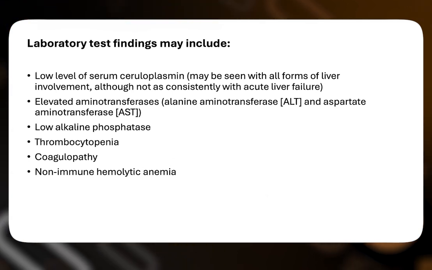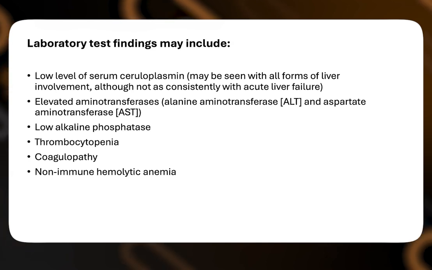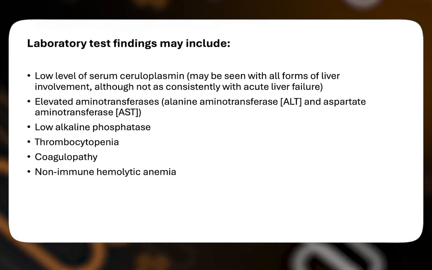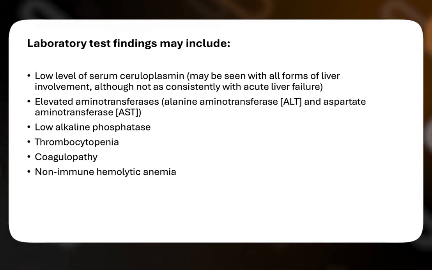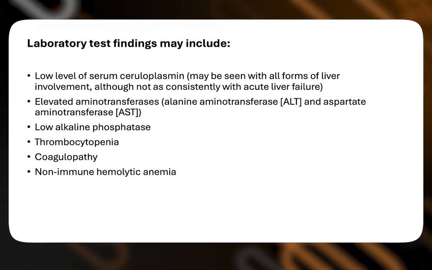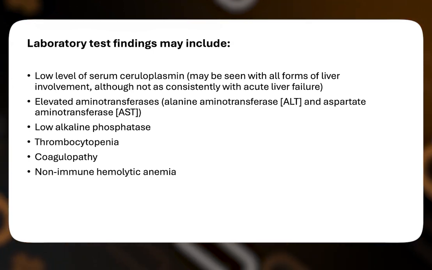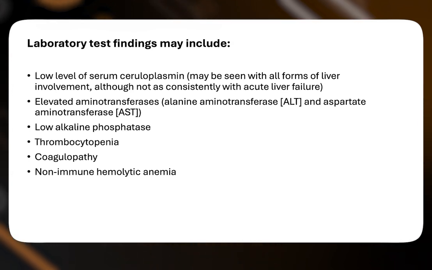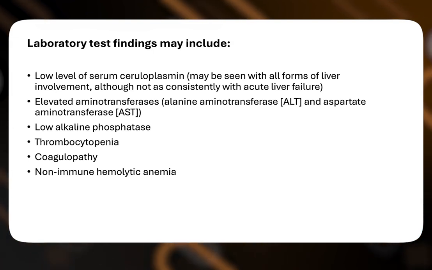In the laboratory tests, you will find low levels of serum ceruloplasmin. As you know, the copper transport is prevented, so the ceruloplasmin is not forming, but not every time the ceruloplasmin level may be low, it may be normal. But with acute liver failure, it's generally low. Then, of course, elevated liver enzymes, low alkaline phosphatase, thrombocytopenia, coagulopathy, and non-immune hemolytic anemia.